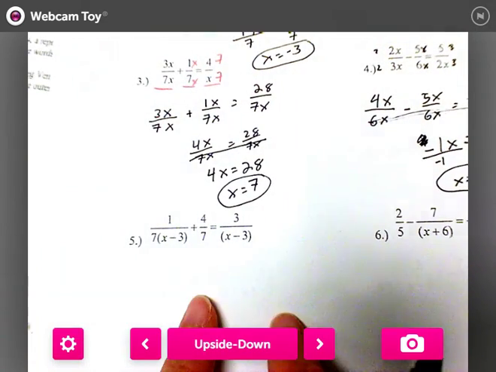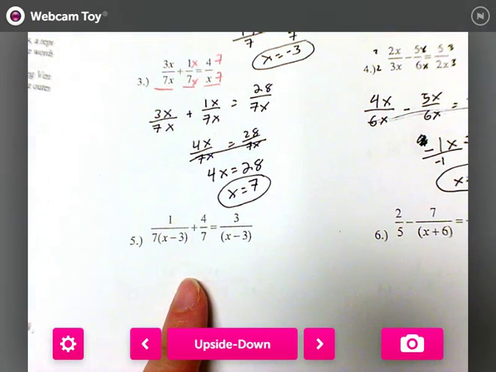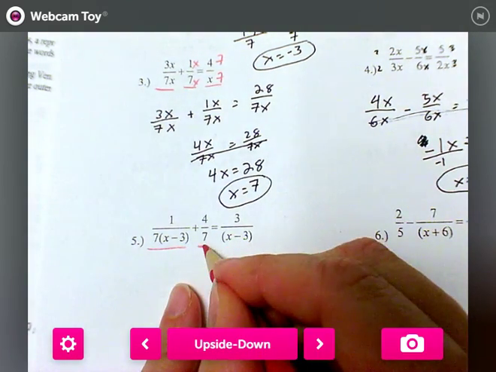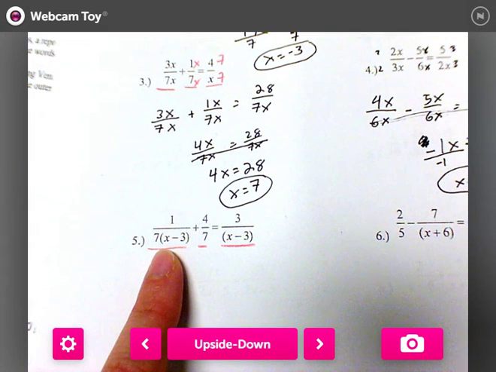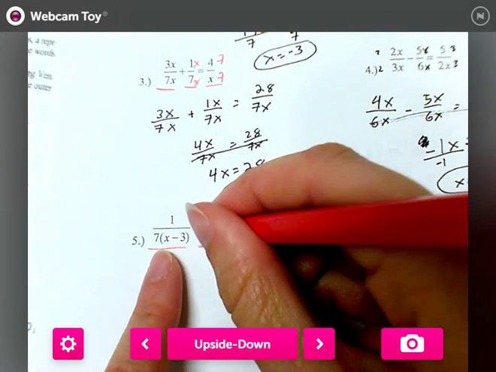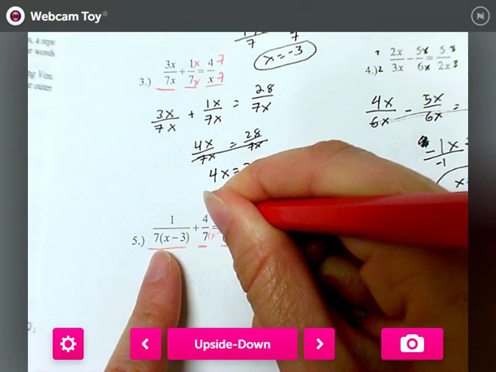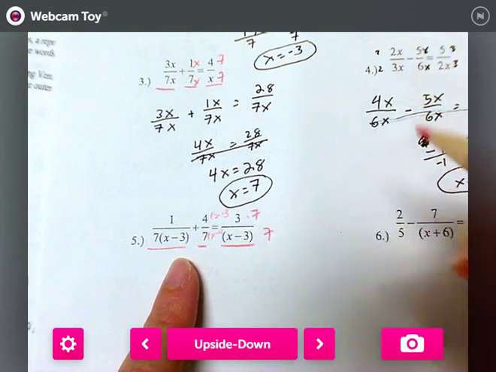Yes. Okay, so let's look at the bottoms to figure this out. This one is 7 times x minus 3. This is 7, and this is x minus 3. So what are they all going to have to be? 7 times x minus 3, right? So I'm going to multiply the bottom here by x minus 3 and the top for this middle one. I'm going to multiply the top and the bottom of this one by 7.